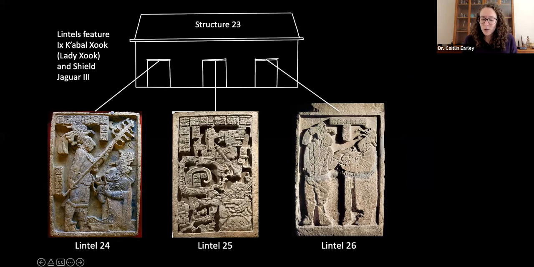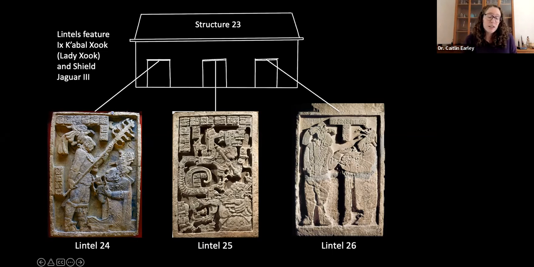All of these sculptures were put into place to celebrate the dedication of this building in 726 CE. And we will come back to the dating towards the end of our discussion today. The lintels are carved in fairly high relief for Yaxchilán, and they would have been placed again above the doorway. So as you walked through the doorway, you would have the posts of the doorway on either side, and then the lintel would have been above your head.